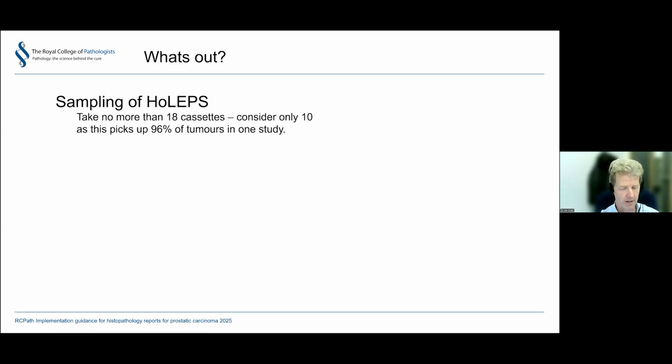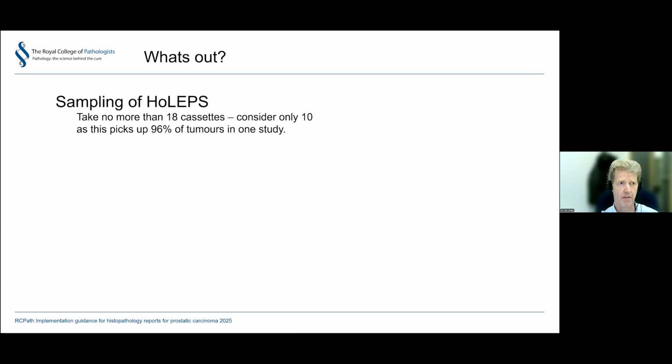So the other thing which has come up is the sampling of TURPs, how many chips to put in and how much to do. And this has really come about because quite a few places use a sampling of the first 10 grams and then 1 cassette for every further 5 grams. But the problem is that we're now getting HoLEPs. These are laser morcellated prostatic tissue, and you can get up to 100 grams. And that was leading to some centres embedding 30 blocks of prostatic chips. So we looked at this particularly.